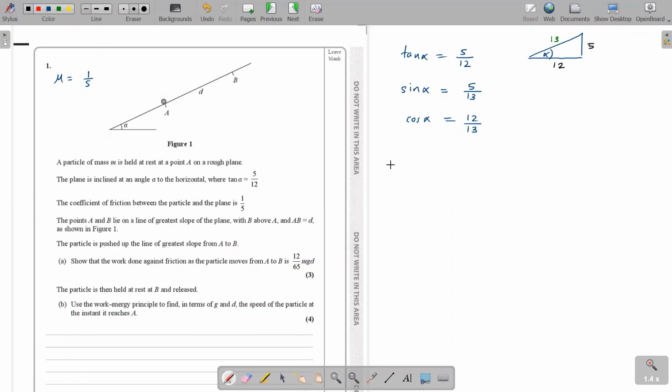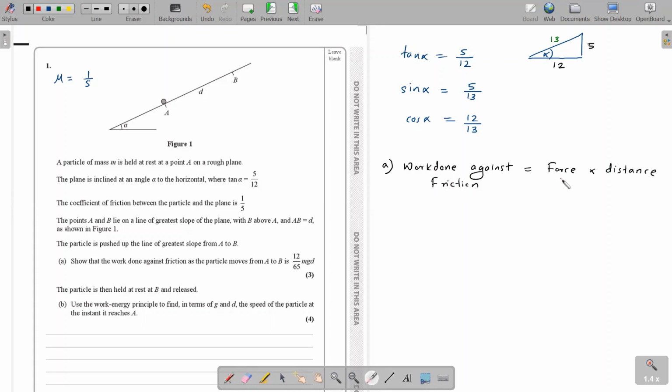So how do we find the work done against friction? Normally, what's the formula we use for work done? Work done is equal to what? Force into the distance you move along the direction. So work done is force multiplied by the distance that you are moving along the direction of the force. Not just any distance, but the distance you move along the direction that the friction is working.